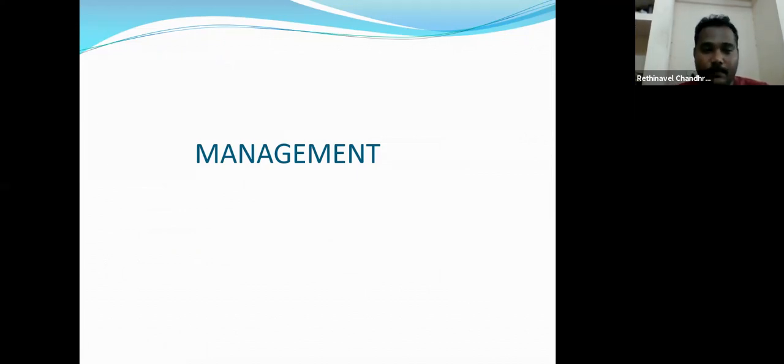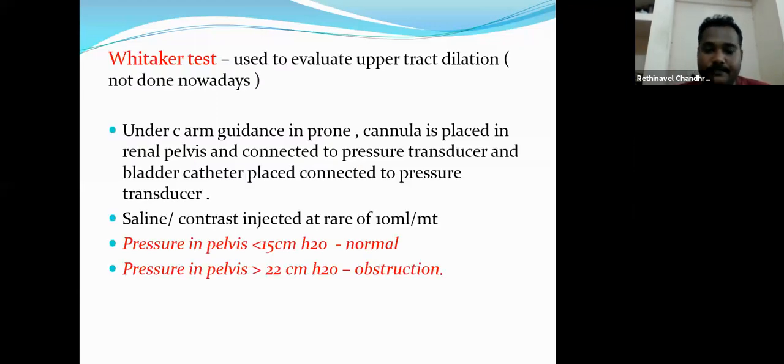But, as already told, when there is less than 10% function, remember, for all conditions, whenever a kidney has less than 10% function, there is no role for treating that disease. The ideal treatment is nephrectomy, because the kidney has almost lost its function, which is indicated by less than 10%. So only for more than 10% with GFR maintained are we going to do pyeloplasty and all those things.